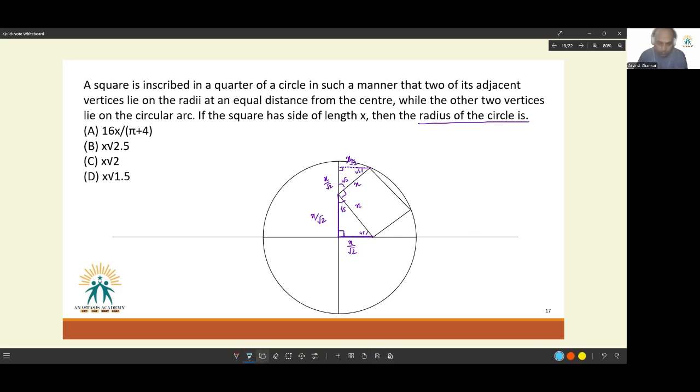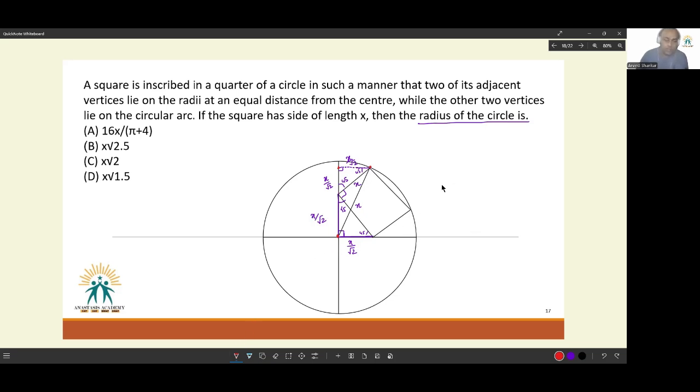Now, you have to join these 2 points. This point, I join the center of the circle. Look at this triangle that I am demarcating with 3 points. Can you see the hypotenuse is now the radius? And one side of the triangle is x by root 2 plus x by root 2. One side is x by root 2.